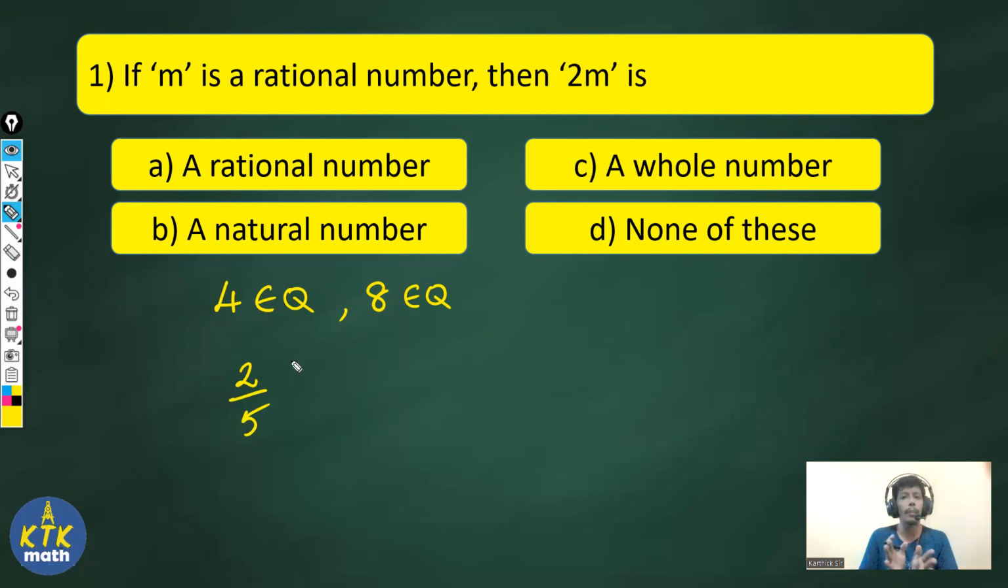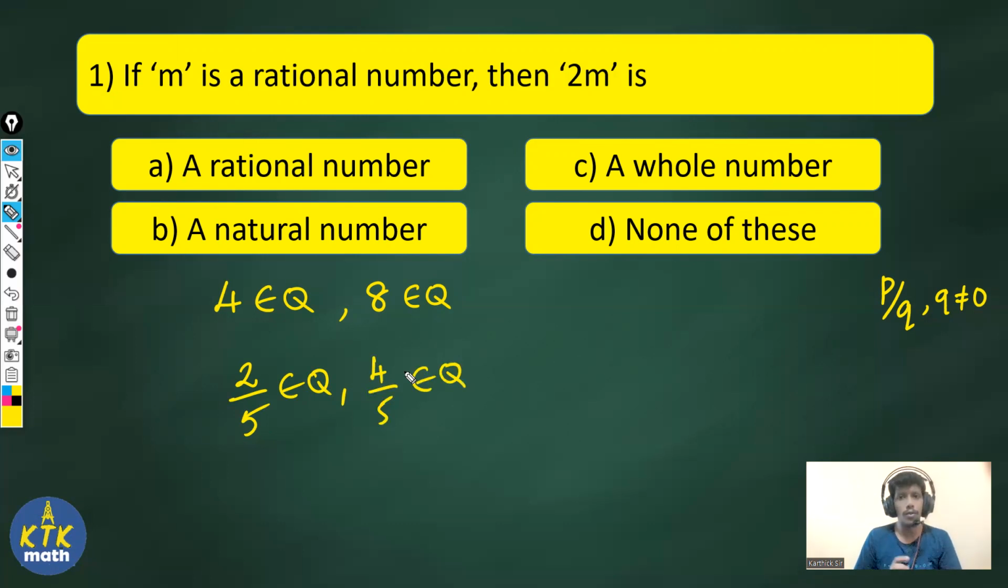Rational number means the number must be in the form of p by q, where q is not equal to 0 and p and q must be integers. The denominator should not be zero. All the remaining numbers we can use. So 2 by 5, if I'm assuming it is a rational number, then twice of 2 by 5 will be 4 by 5. It also will be a rational number.